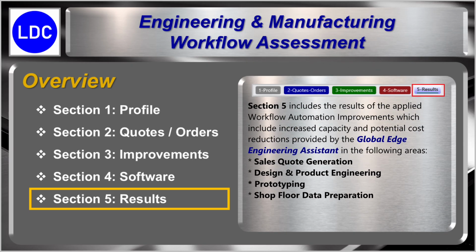Section 5 includes the results of the applied workflow automation improvements, which include increased capacity and potential cost reductions provided by the Global Edge Engineering Assistant in the following areas: sales quote generation, design and product engineering, prototyping, shop floor data preparation.